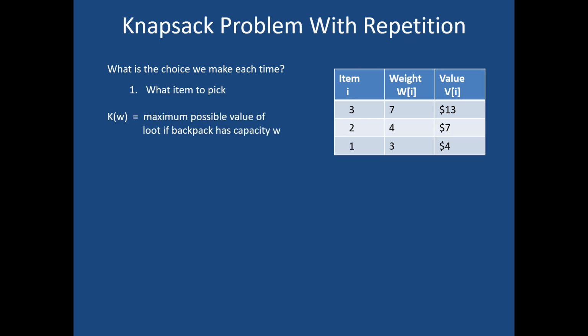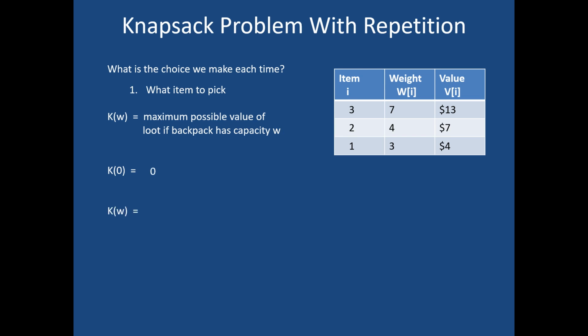Okay, so let's let K(W) be the maximum possible value of loot if a backpack has capacity W. That's the best we can do. So what would K of 0 be? 0. Okay, K of 0 would be 0 because if you can't take anything, you're not going to get any value. So really, and I mentioned this last time, this is a very key step, realizing that we want to define this function that has W as a parameter, because that lets us define the subproblems. What are the subproblems of K of 20? It's K of smaller things. Okay, so K of 0 is 0.